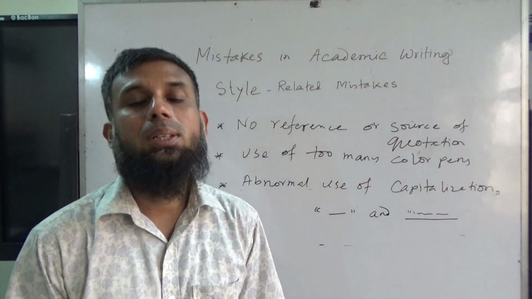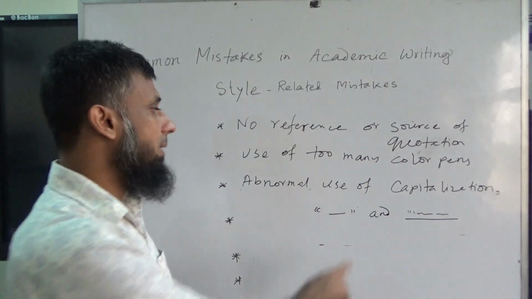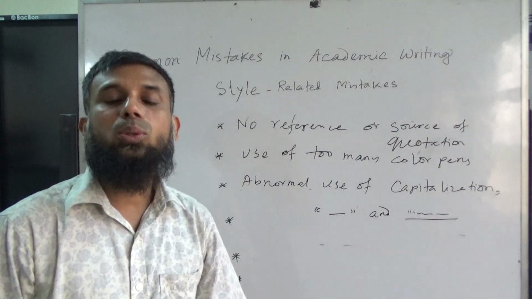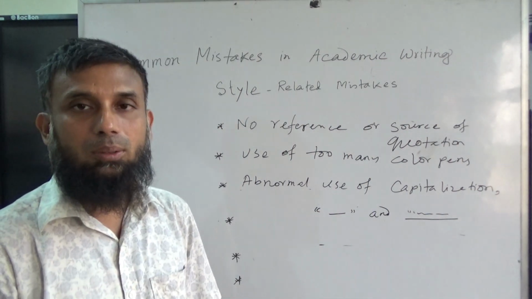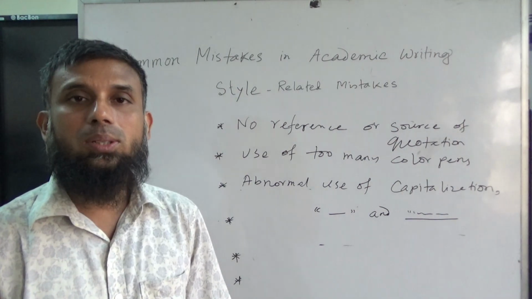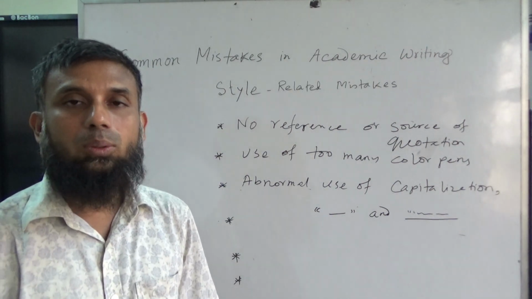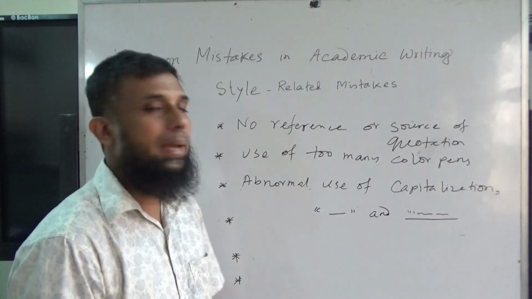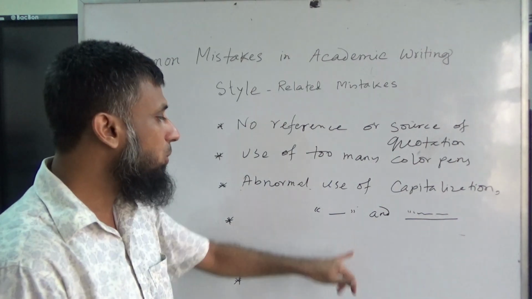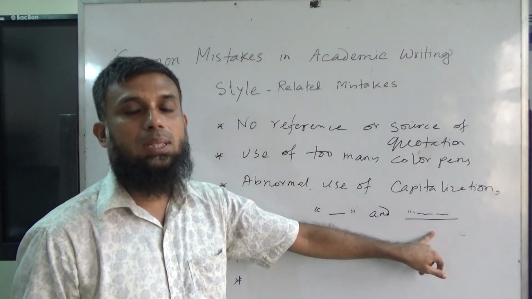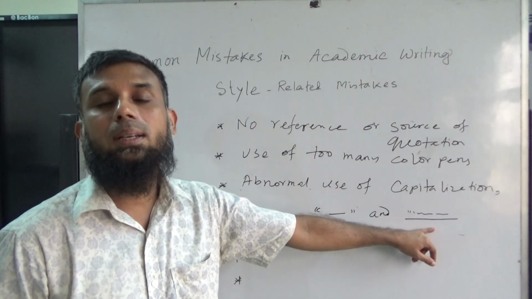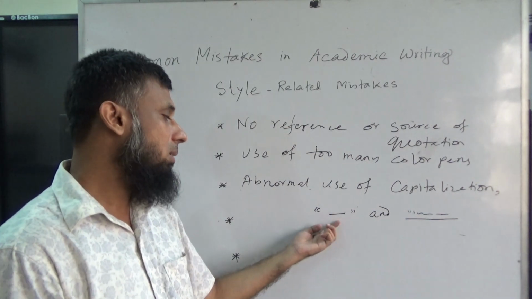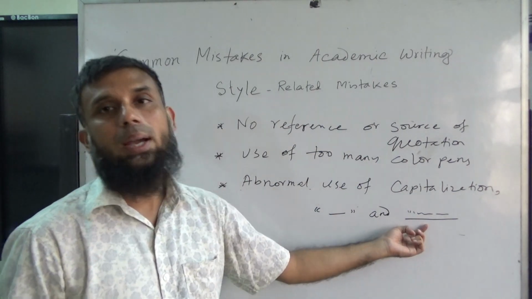The last but not the least style-related mistake is the abnormal use of capitalization, inverted commas, and underlining. Capitalization has its own rules, so you should follow them. For example, a proper noun is always capitalized. If you want to quote something, you can use double quotation marks or single quotation marks, and also you can underline them. Of course, you should not use inverted commas and italicization, or say underlining, with the same text. So you should be very careful in using capitalization, inverted commas, and underlining the text.